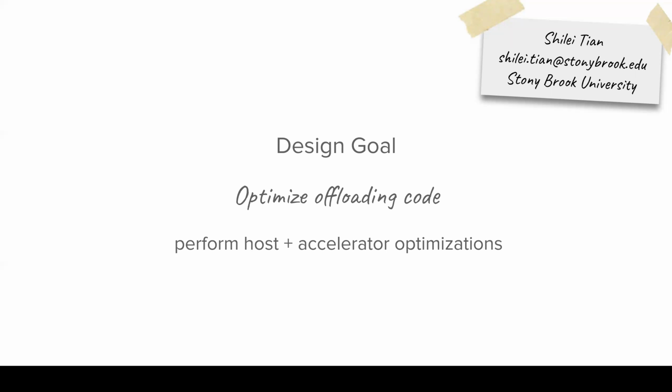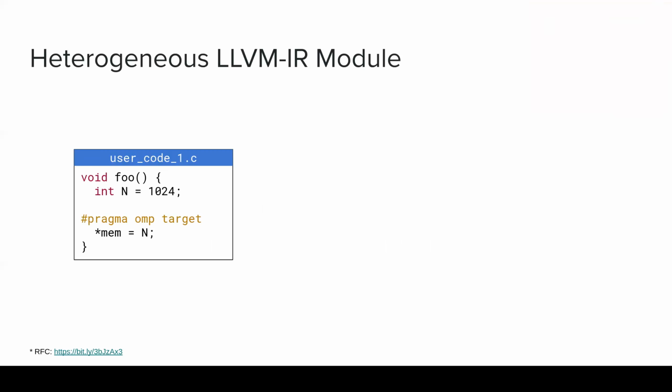To make that happen, Shilay is working on heterogeneous LLVM-IR modules, and you can find an RFC on the LLVM dev list under this link. But I'm going to explain the general idea in one very simple use case first. So let's assume you have some user code, which is a single C file with OpenMP, where the host and the device code are in the same file, right?